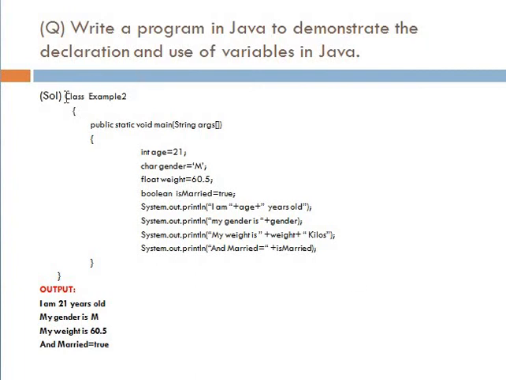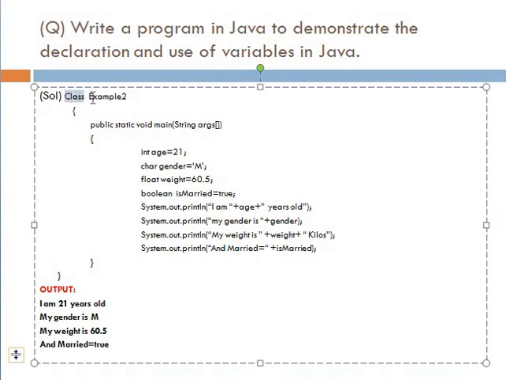The program starts with a class identified by the name example2. This class has a body which is represented by the opening brace and the closing brace. Now inside the body of this class called example2 there is a main method. The main method is represented as public static void main and within brackets the data type String followed by the variable args.